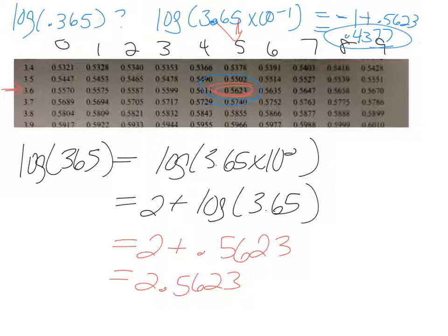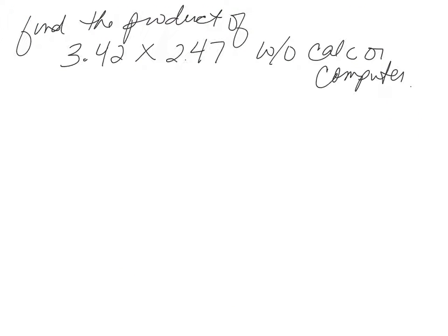Cool? So that's why log tables were used back before we had calculators, right? We could move things into scientific notation and find the log of them. Let's practice a little bit more, though. Let's make this useful to you in an odd kind of way. Find the product of 3.42 times 2.47 without using a calculator.